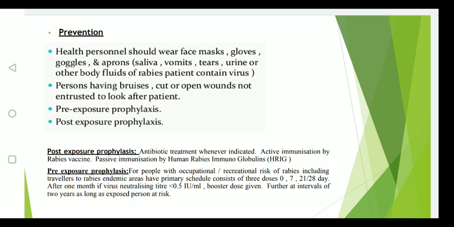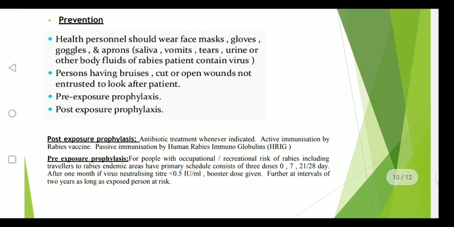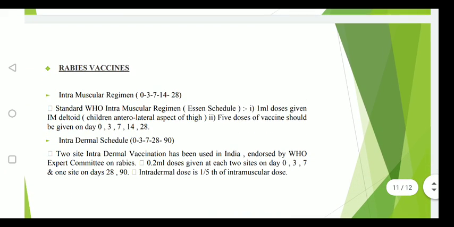So post means after, that is after the exposure we take the antibiotic treatments, then active as well as passive immunization. Then we'll see what the rabies vaccination is. To prevent rabies, we take the rabies vaccination.